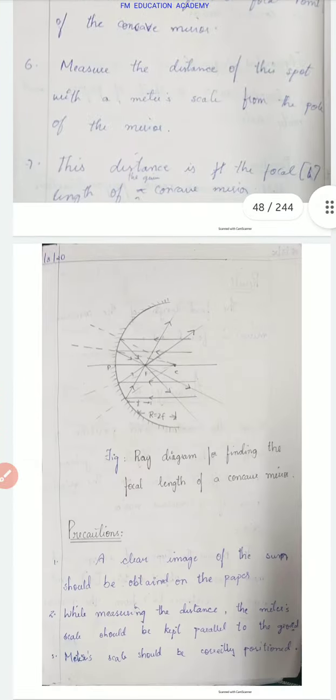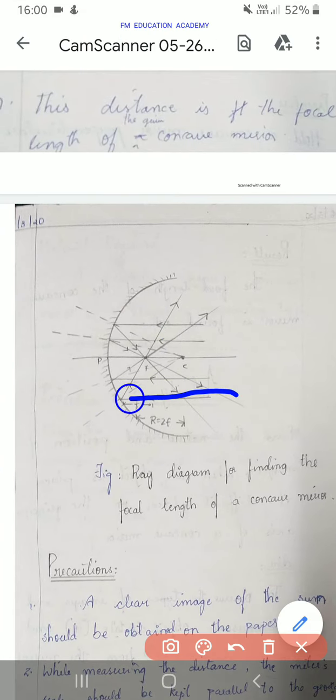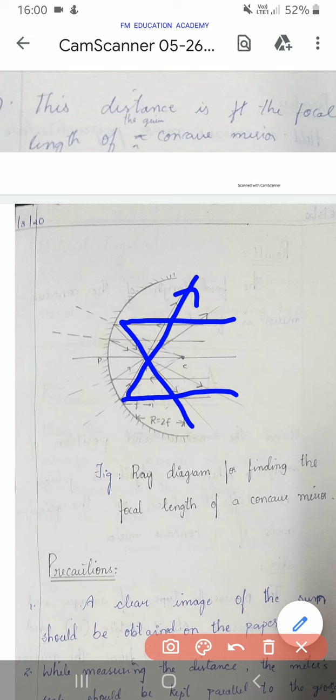Okay, also draw the ray diagram. It is very easy. How did we get the ray diagram? Whenever a ray is parallel to the principal axis, it passes through the focus.